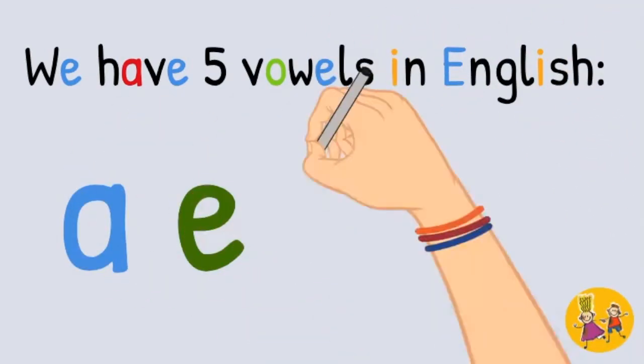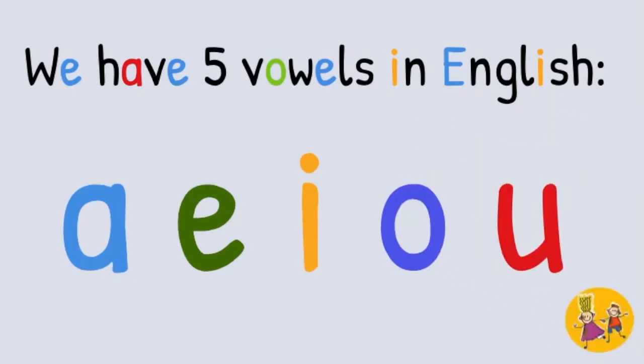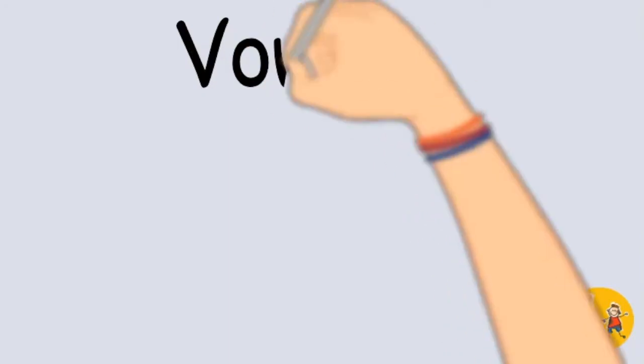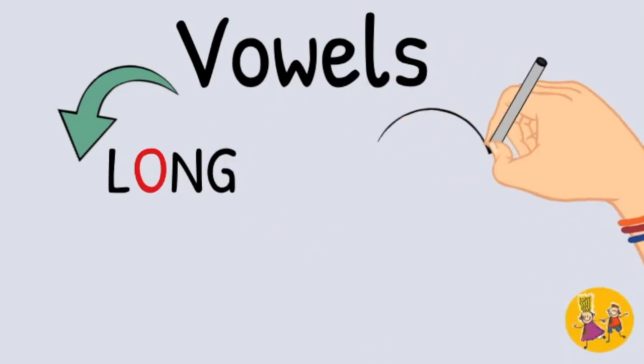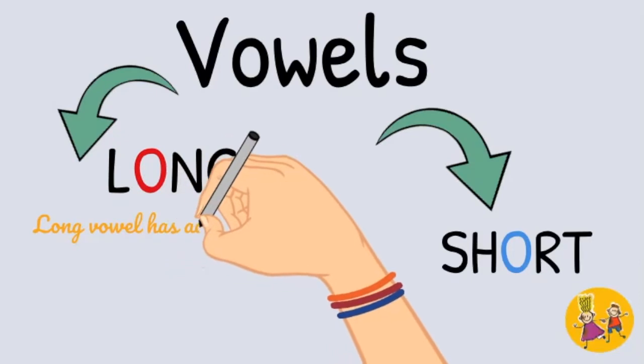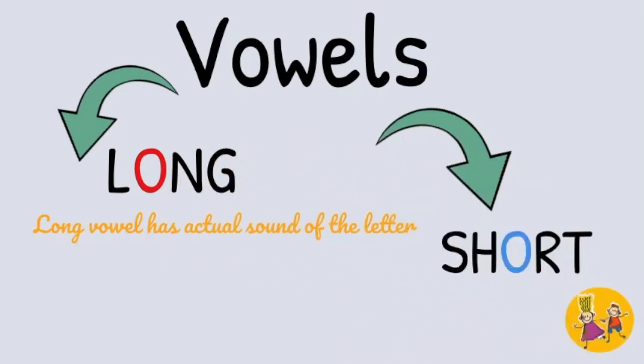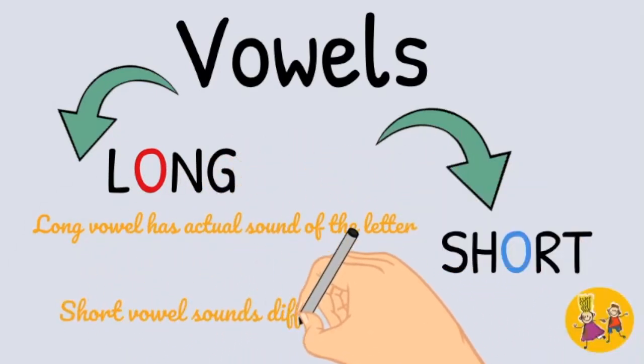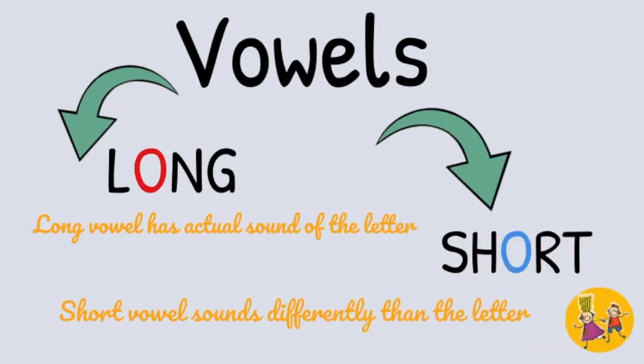We have five vowels in English: A, E, I, O, U. Tony, did you know that vowels could be long or short? A long vowel has the actual sound of the letter. Short vowels sound different than the letter. Oh, really?